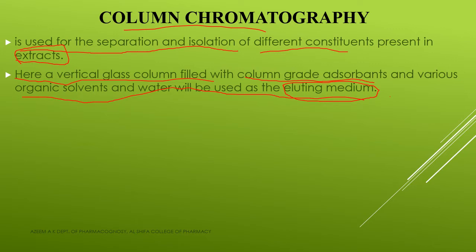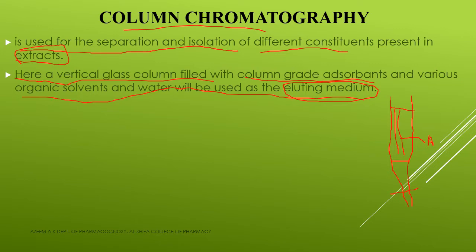So in column chromatography, it is composed of a long vertical column like this. There will be a long vertical glass column, just like a burette only. So this is a long vertical column, and here one tap is there, and this column should be filled up with any suitable adsorbents. This adsorbent should be of column chromatographic grade, and it should be filled in the long vertical glass column. Clear?